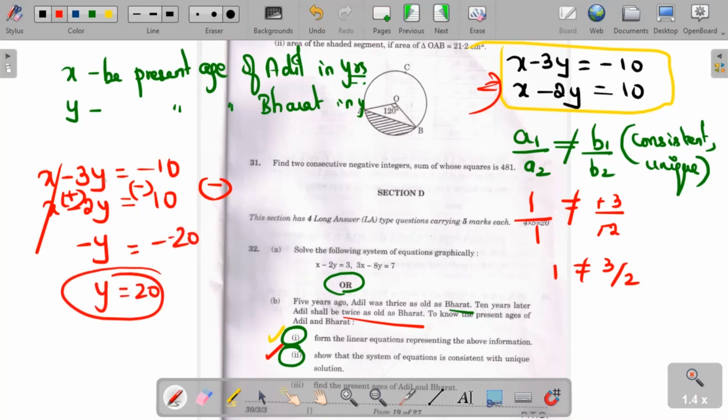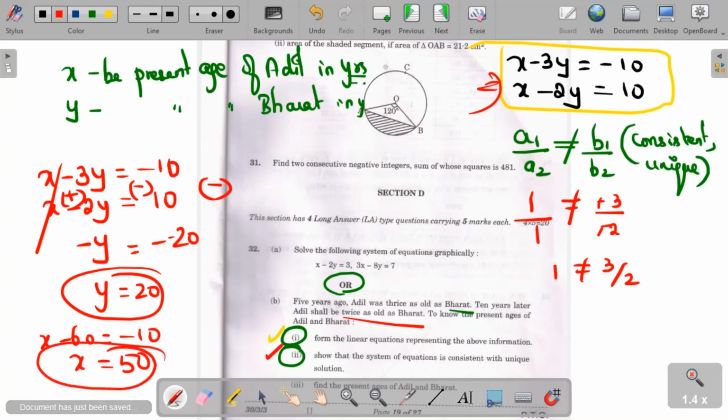Now let's substitute that here. So this will be x minus 60 is equal to minus 10, which means x is equal to 50. So the age of Adil is 50 years and the age of Bharat is going to be 20 years.